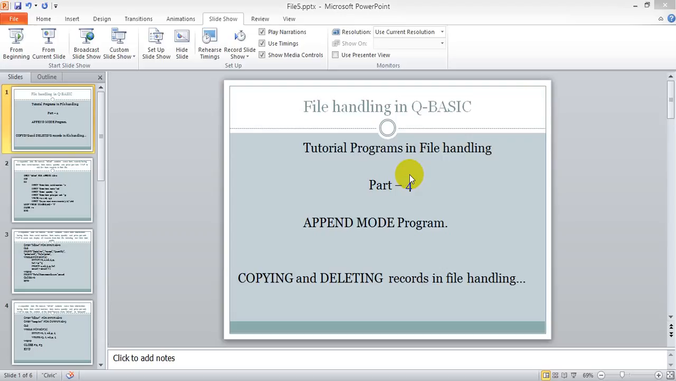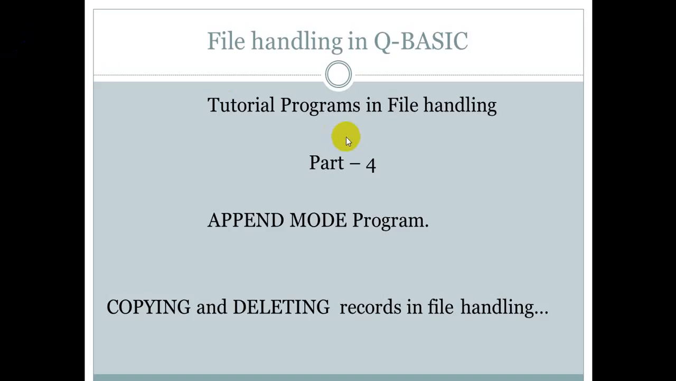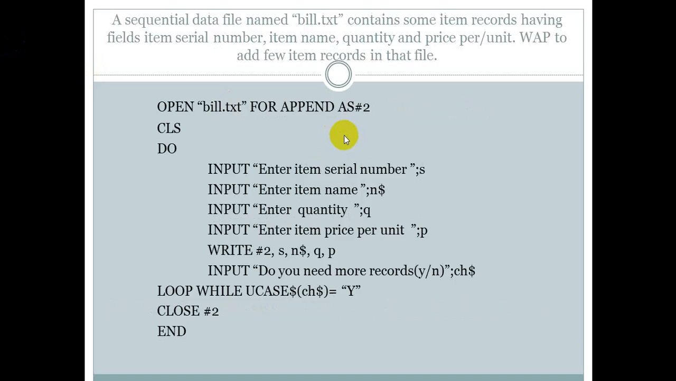Dear students, today I am going to explain about APPEND mode programs and how to copy and delete records in file handling. So first of all, this APPEND mode program: a sequential data file named bill.txt contains some item records having fields serial number, item name, quantity and price per unit. This program is used to add a few item records in that file.